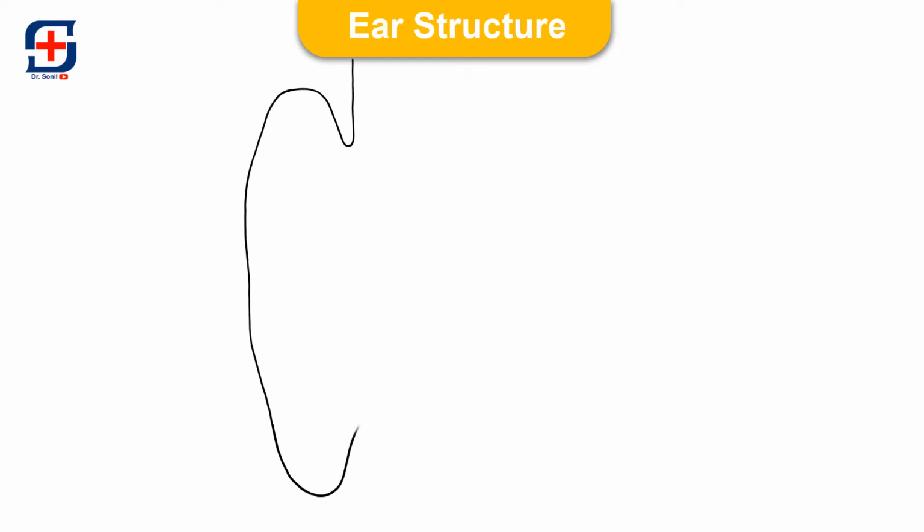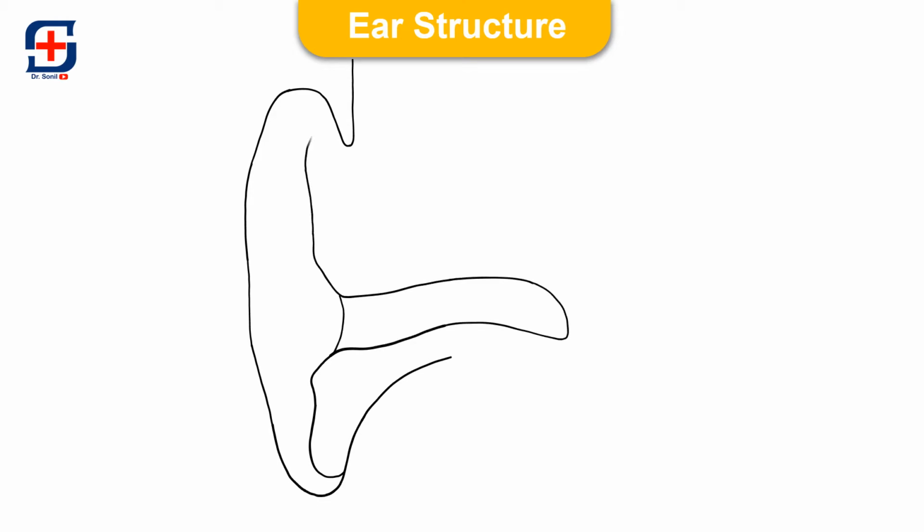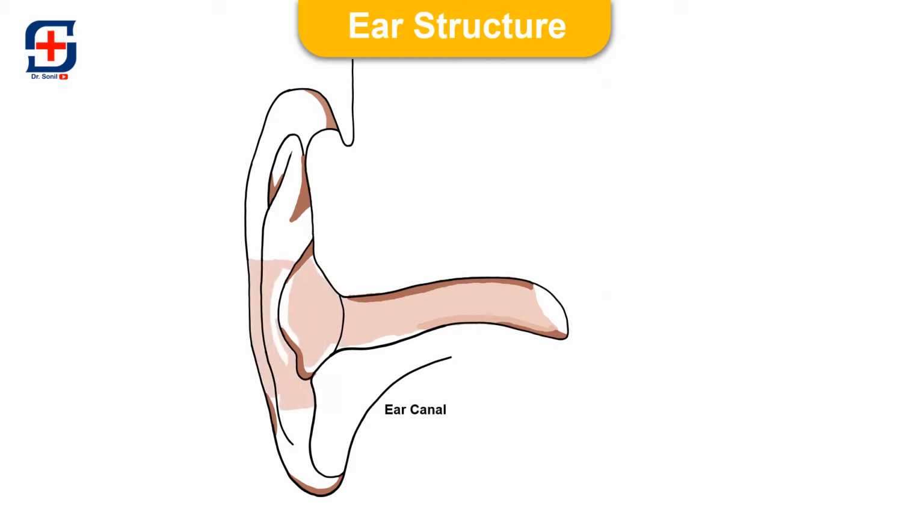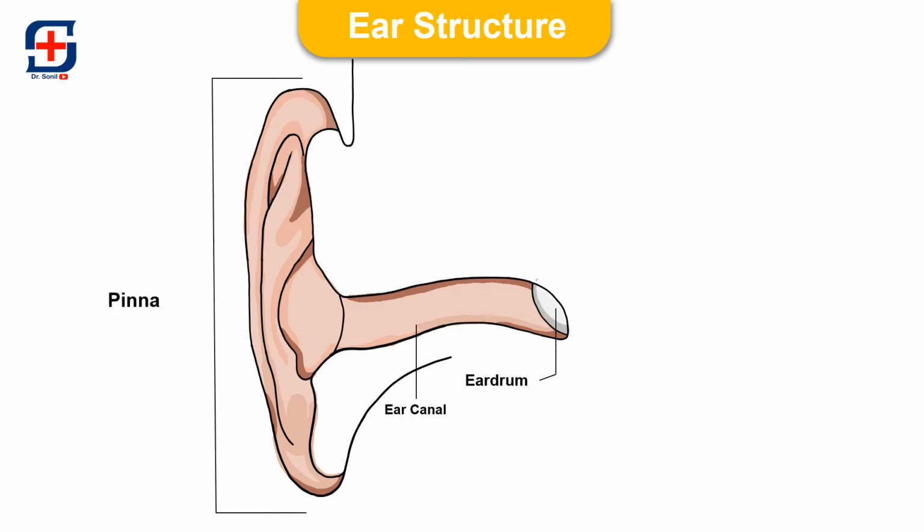The outer ear is the external portion of the ear and includes the fleshy visible pinna, also called the auricle, the ear canal, and the outer layer of the eardrum. The pinna consists of the curving outer rim called the helix, the inner curved rim called the antihelix, and opens in the ear canal.